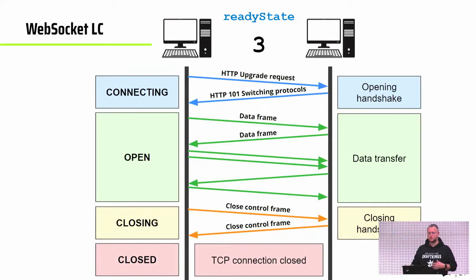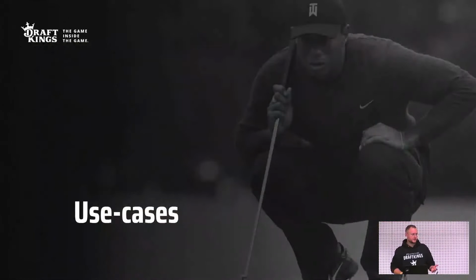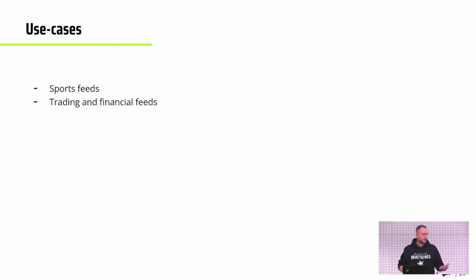It's a bidirectional pipe where we can send and receive messages. Why is that interesting? Well, this is interesting because we can do a lot of interesting real-time things with bidirectional communication. So we can have sports feeds. We can stream data that's happening live on the field to customers. Trading systems work in a similar way. So if you've seen any trading system that goes up and down quickly, that's not polling, that's sockets usually.